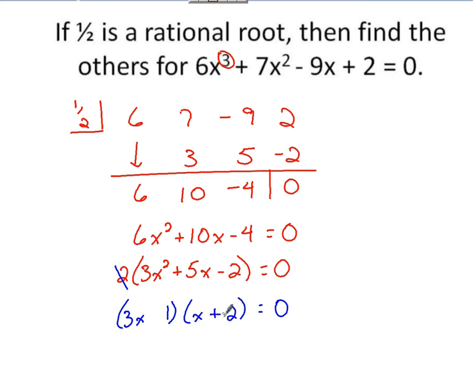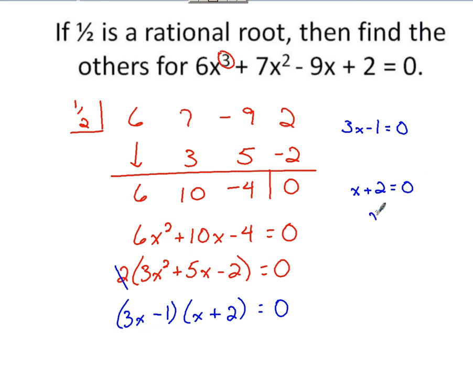Outer loop here is 6x. That needs to be positive. Inner loop of 1x. That needs to be negative. That'll check out to get that 5x in the middle. So you've got 3x minus 1 as a factor you can set equal to 0 and solve. And you've got x plus 2 as a factor you can set equal to 0 and solve.